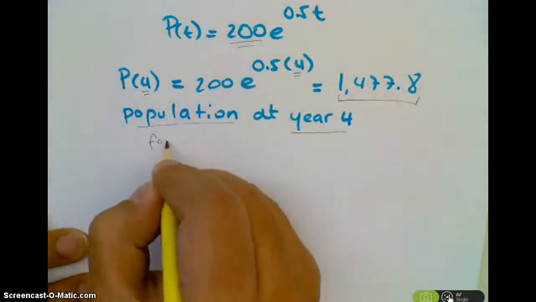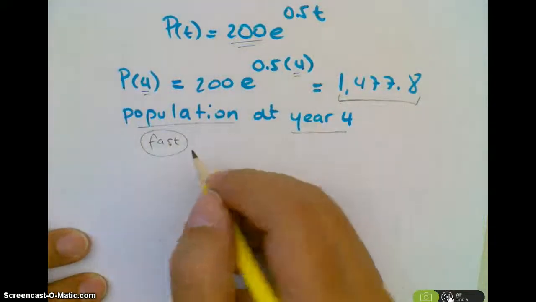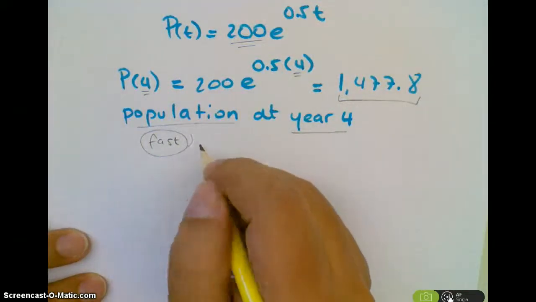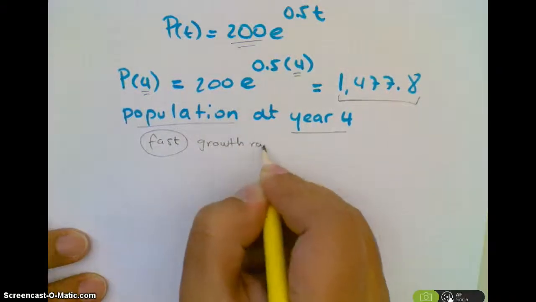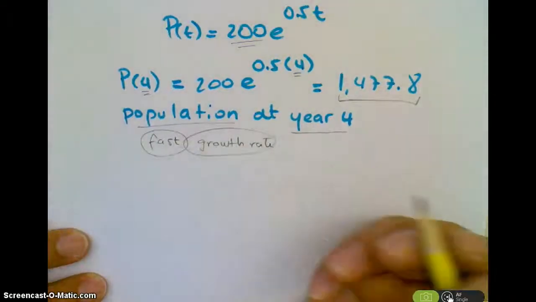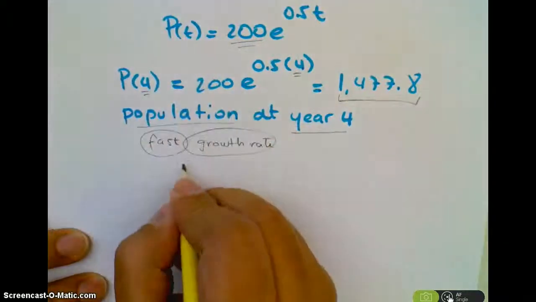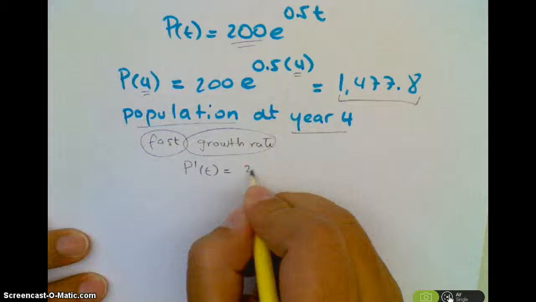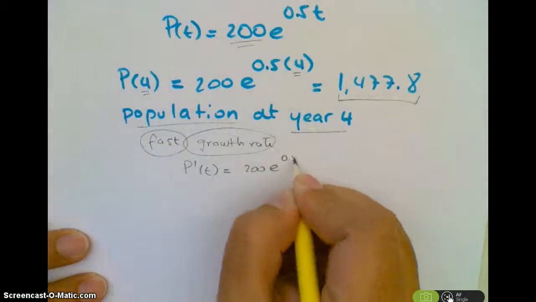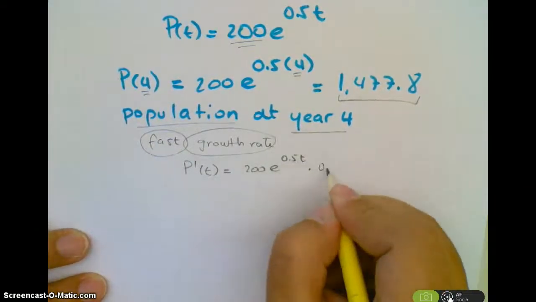Whenever we ask for some kind of velocity, how fast it's growing, or we may be asked what is the growth rate at year 4, that will be something equivalent. What will be the growth rate? Remember that I have to take the derivative. So if I'm taking the derivative of P of t, I'm going to get P prime of t, and that would be 200 e to the 0.5t times the derivative of 0.5t, which is 0.5.